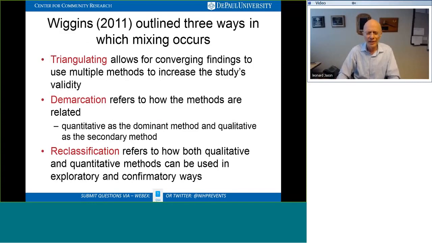Wiggins has outlined different ways of this type of mixing, and it could be triangulating, which allows for converging findings, using multiple methods to increase the study's validity. It can be demarcation, referring to how methods are related, quantitative as dominant and qualitative as secondary, for example, and reclassification, referring to how both qualitative and quantitative methods can be used in exploratory and confirmatory ways.